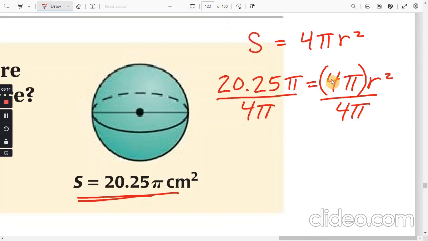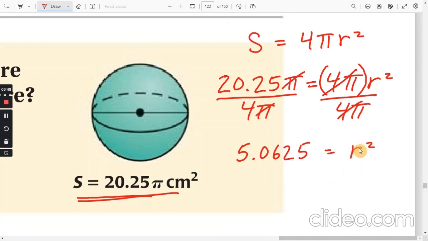On the right, 4 pi over 4 pi cancels. Pi divided by pi cancels. And you can get a number for this, or you can just take the square root of this as is. I'll get a number just so I don't confuse people. 20.25 divided by 4 is going to be 5.0625. And that equals r squared.